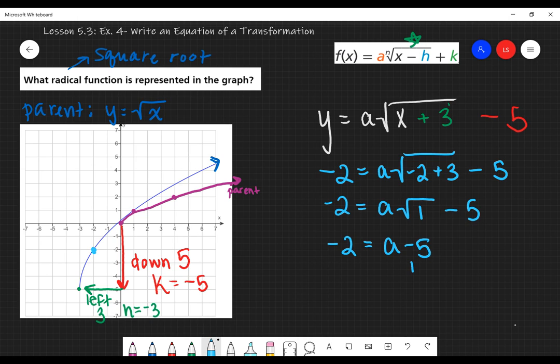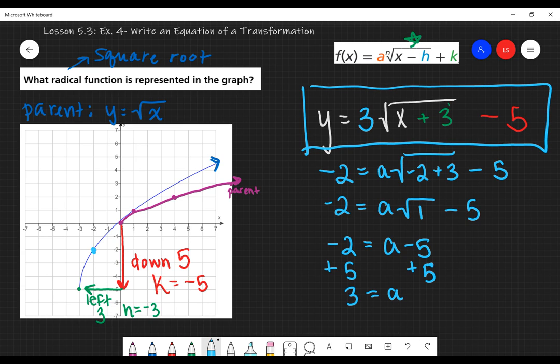And to solve for a, we're going to go ahead and add 5 to both sides. And we get a equals 3. So now we can go back up to our original function and replace our a with 3. And there is our equation of the graph.